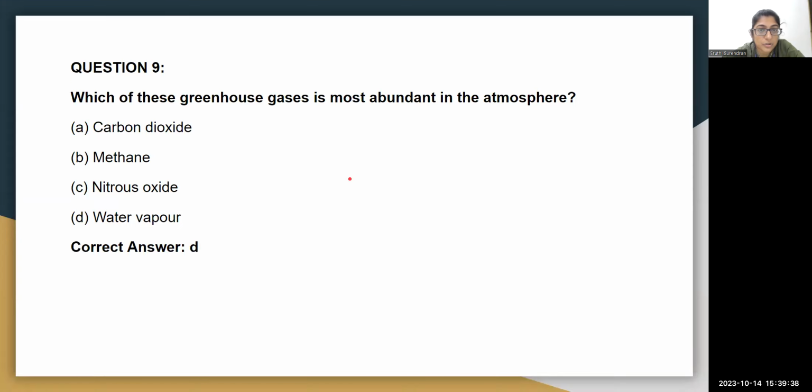So water vapor is also a greenhouse gas. It also has the capability of trapping heat above the Earth's surface. Water vapor is the most abundant greenhouse gas available in the atmosphere. Not that it is harmful, but anything more than the optimal quantity or threshold value is harmful and results in global warming.